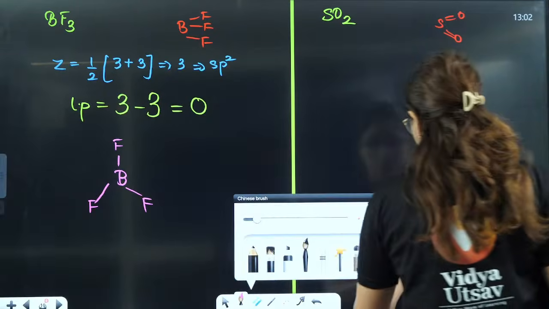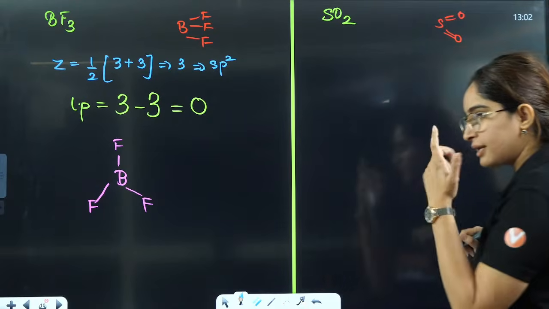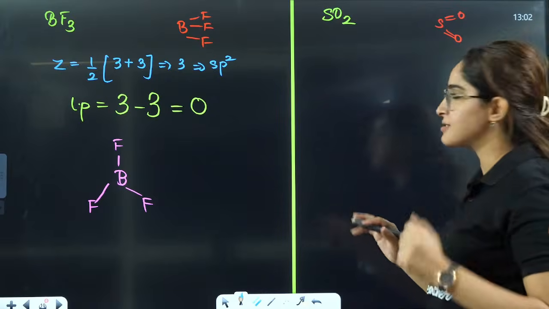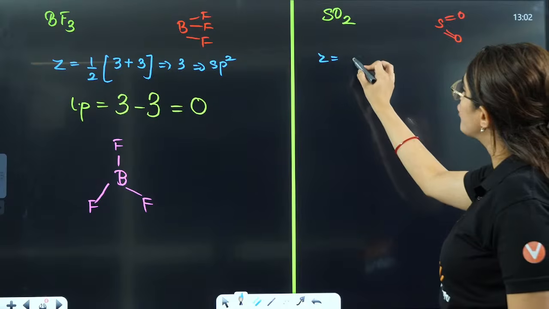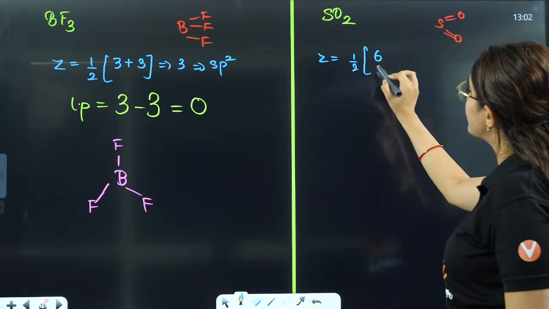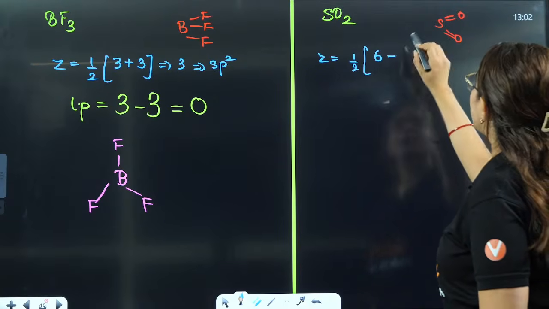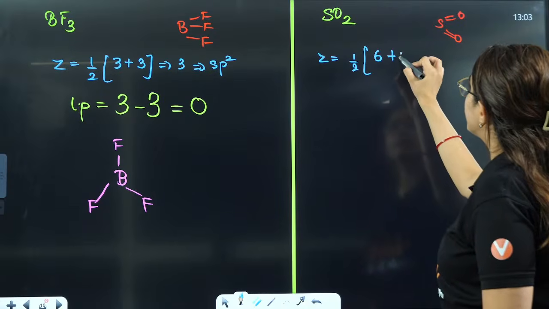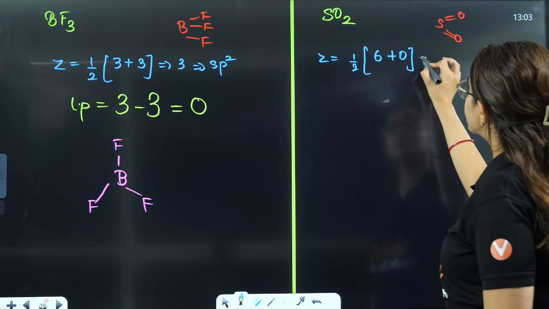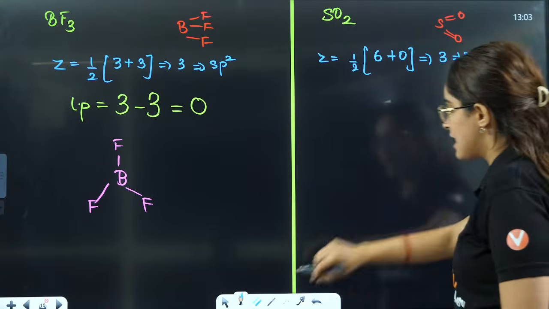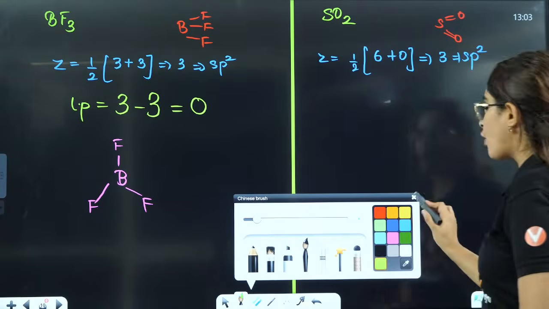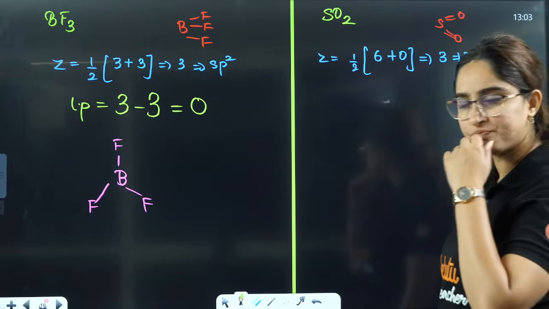Now let's do it even faster, right? How you can do it even faster in the exam. Z is equal to, sulfur belongs to group number 16. So 6 valence electrons. How many monovalent? No monovalent, right? No negative positive charge. So this is 6 by 2, that is 3, that is sp2 hybridization. That means it is definitely trigonal planar, that we know.